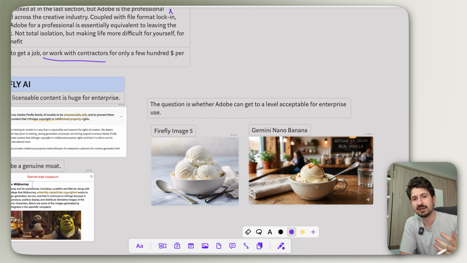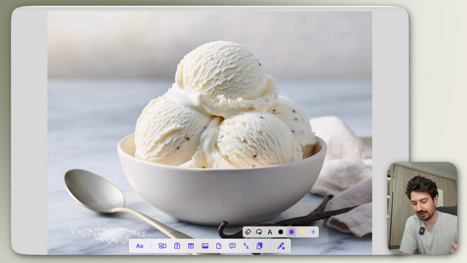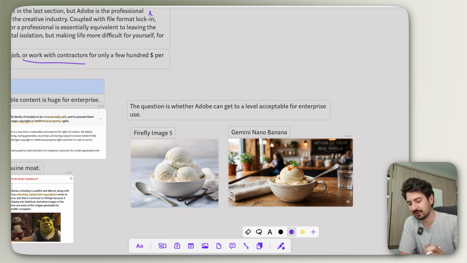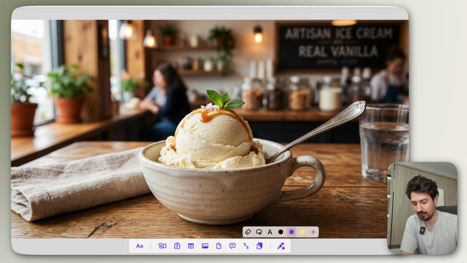The question for me is really if Adobe has enough content and enough compute to train a model that is competitive but also commercially safe. So this is what Firefly can produce when I ask for vanilla ice cream, which is like okay. I don't really think this is commercially viable to use as an advertisement. And then this is Nano Banana Pro, which is, I would say, just way better.